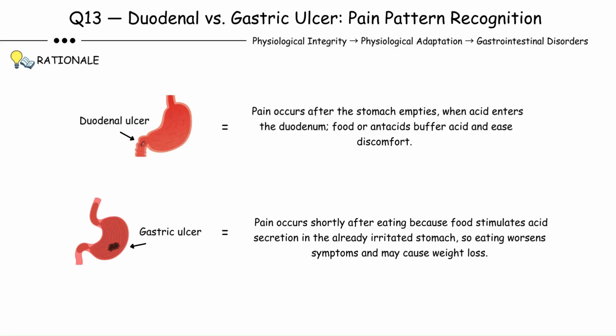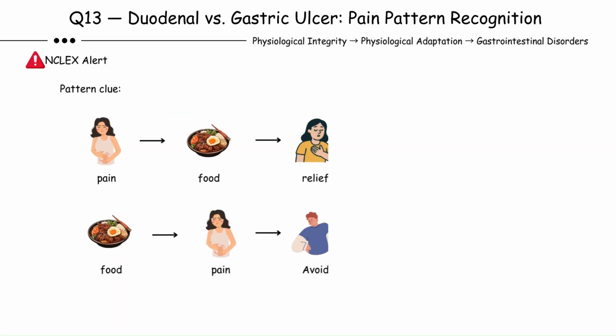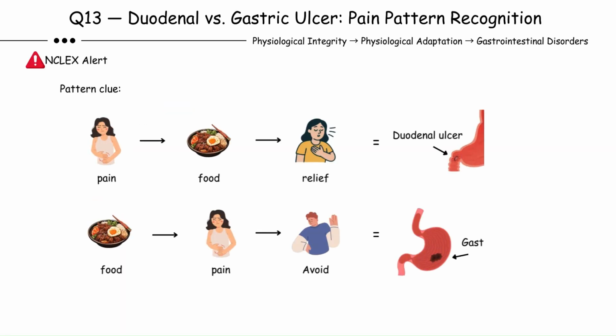Now, let's contrast that with a gastric ulcer to make the difference clear. With a gastric ulcer, food stimulates acid in an already irritated stomach, so pain tends to occur soon after eating, and eating actually worsens the discomfort. Clients may begin to avoid food to prevent pain, which can lead to weight loss. You can remember this as food causes pain in gastric ulcers, but food relieves pain in duodenal ulcers.